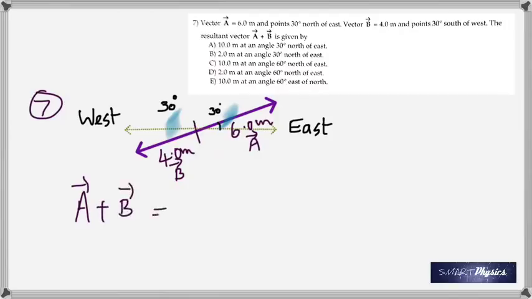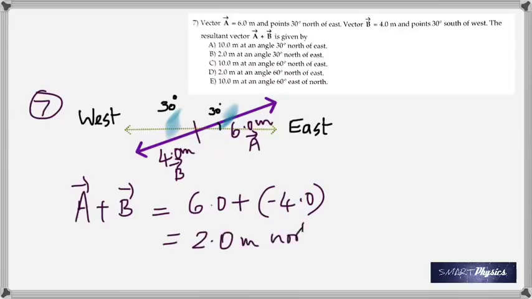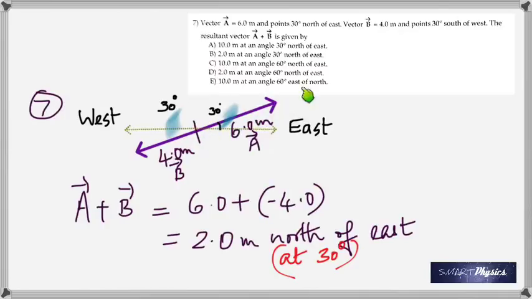And so what's A plus B? Is 6 plus -4. You know, this is easy because they're exactly opposite to each other. So all you got to do is 6 minus 4, 2. And what would be the direction? This is a bigger vector, so it will be north of east at 30 degrees. Such an easy question.